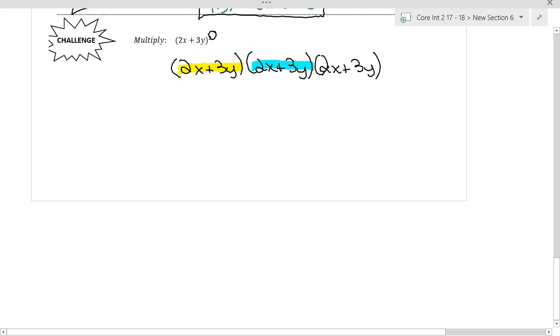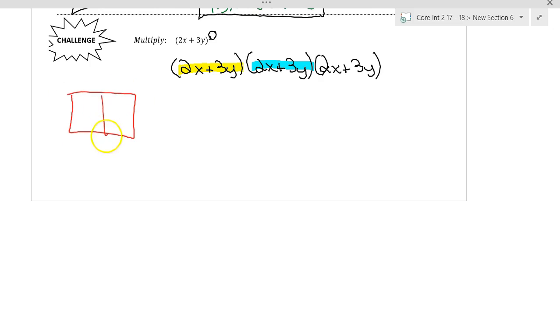I prefer the box method, so let's do that. Positive 3y, x, positive 3y. 2 times 2 is 4. x times x is x squared. 2 times 3 is 6. Can't multiply x, y, so I just write it as xy. Remember, you just write your variables in alphabetical order. 2 times 3 is 6. x times y is xy. Times 3 is 9. y times y is y squared.